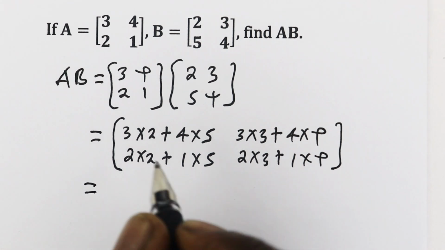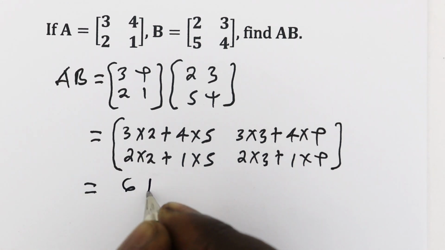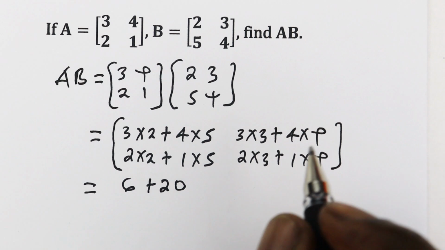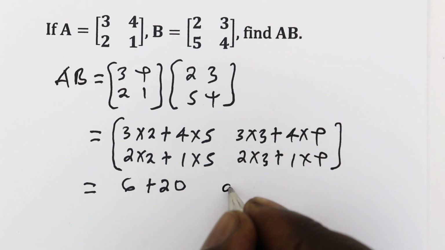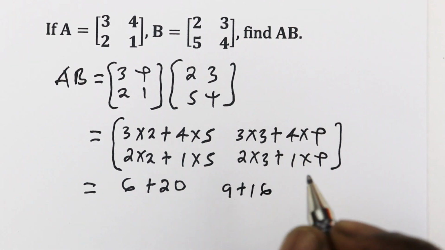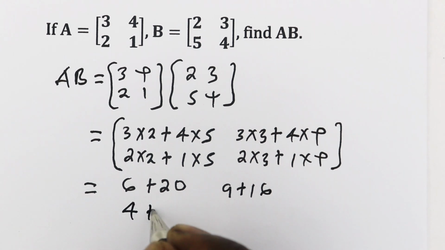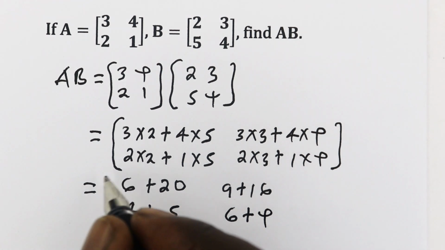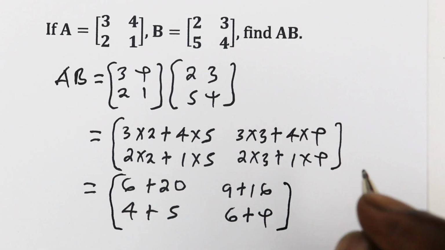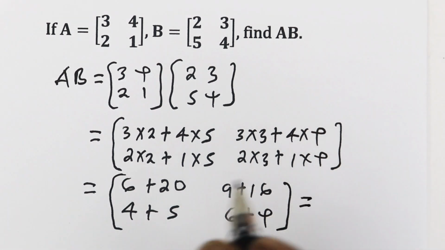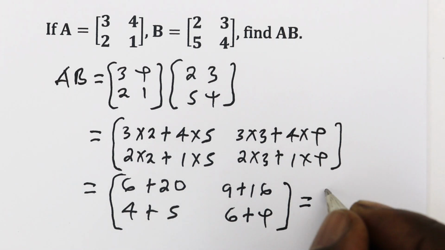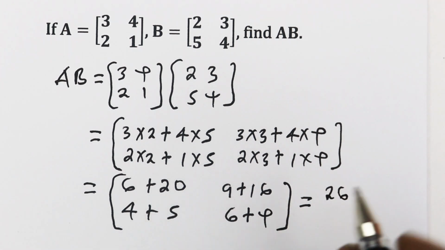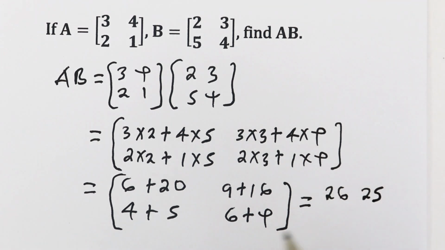Okay, so this is 6 plus 20, and this is 9 plus 16. This is 4 plus 5, and this is 6 plus 4. So if you work this out, you're going to get this is 26, this is 25, this is 9, and this is 10.